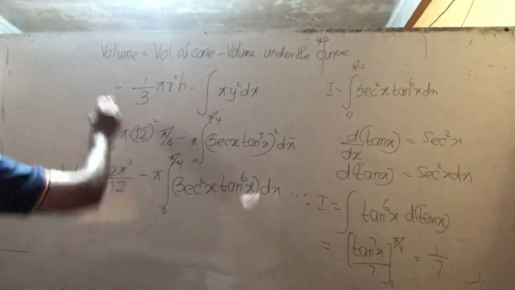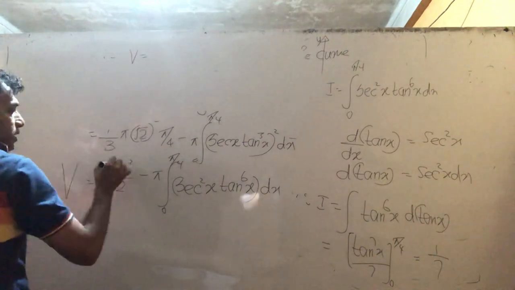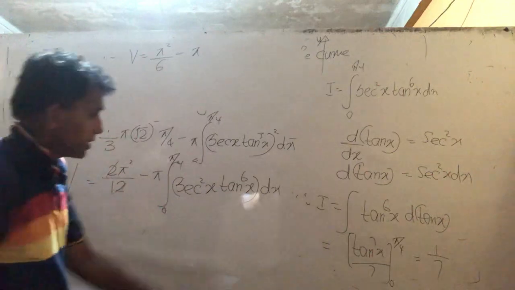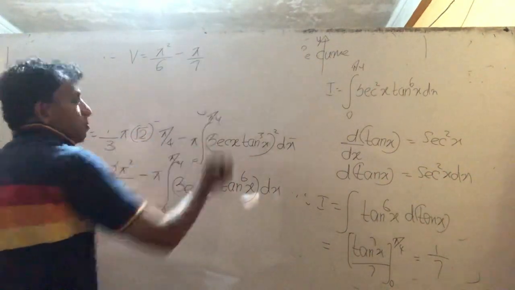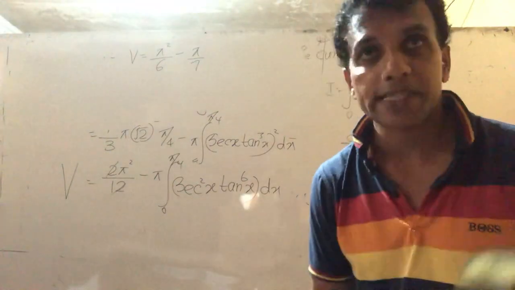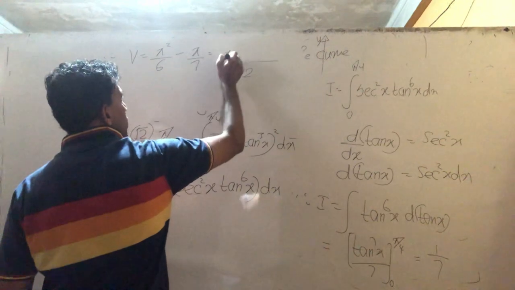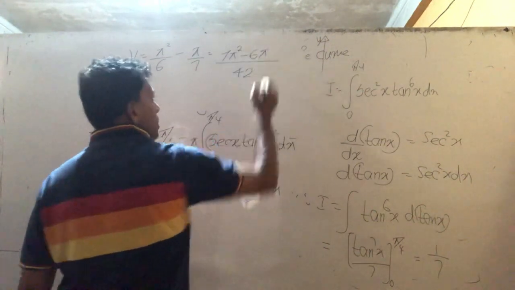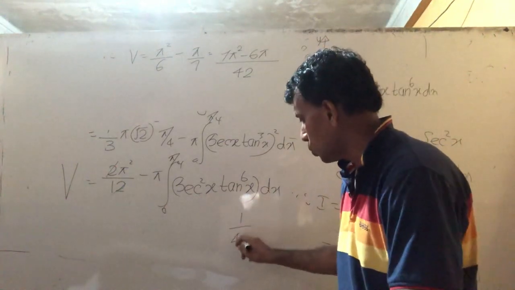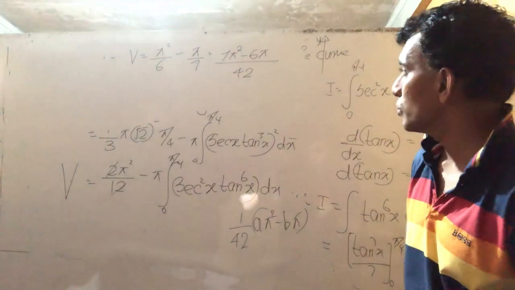Now I come to the answer once again. So V equals, you can cut the 2, pi square over 6 minus pi times the answer 1 over 7, that is pi by 7. Pi square over 6 minus pi over 7. The given answer has 42 available, so follow the LCM method. So 42 becomes 7 pi square minus 6 pi. They show the answer in the pattern 1 over 42 times a pi square minus b pi.